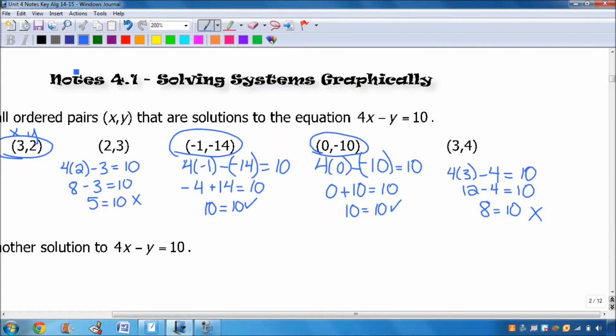All right, go ahead, take a look at the work that we have here. For this one, you should get 10 equals 10, and then for this one, you should get 8 equals 10. And since this is true, you circle it. Since this is not true, then (3, 4) does not fall on the line.